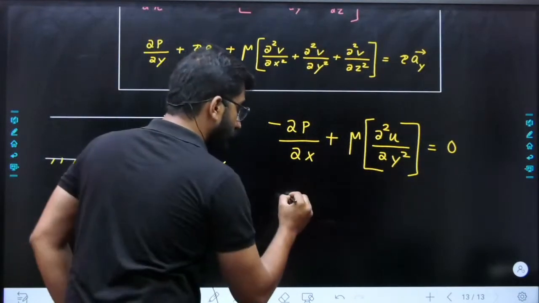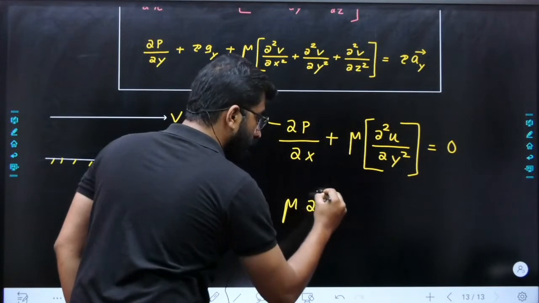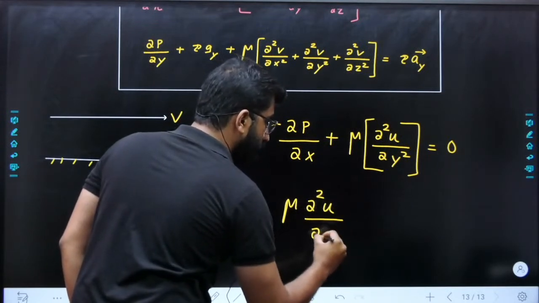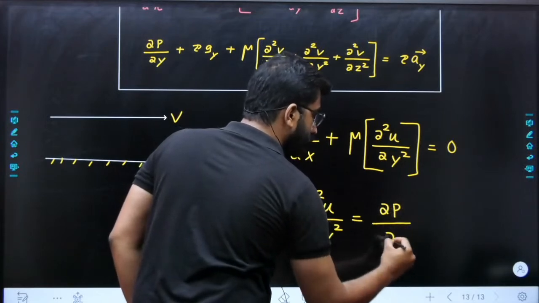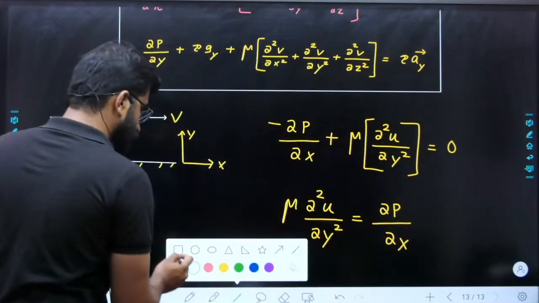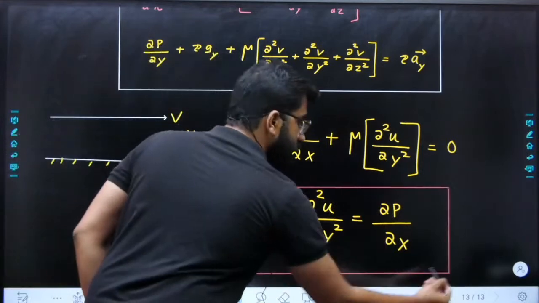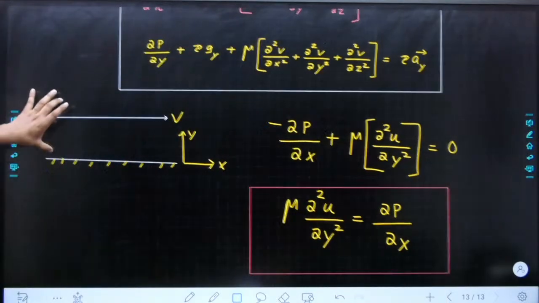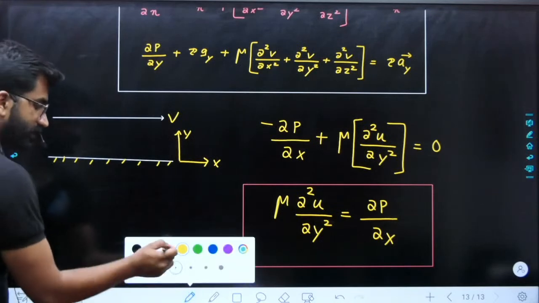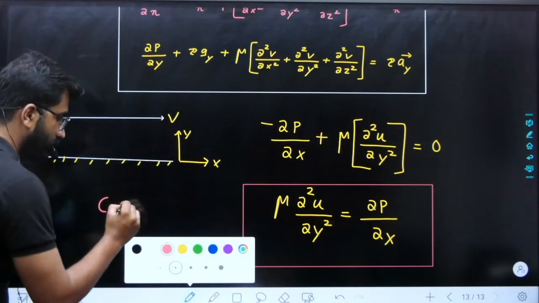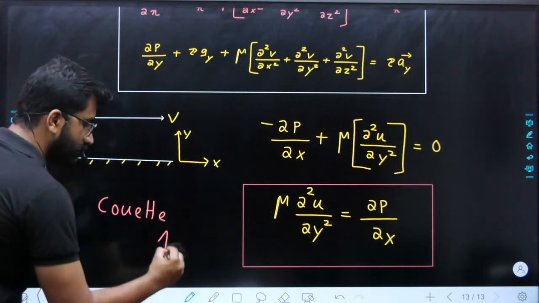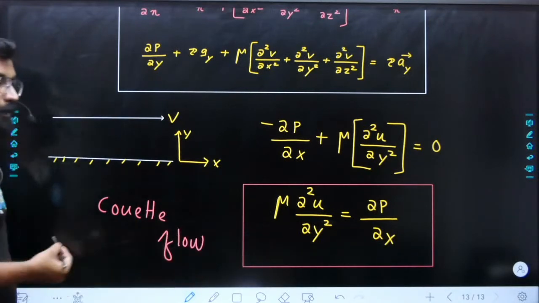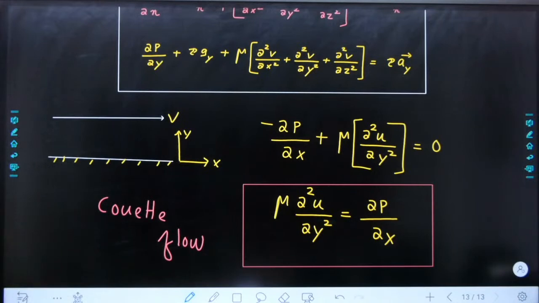Now what is this equation? Mu into dou square u by dou y square is equal to dou p by dou x. This is the governing equation in this Couette flow. So this is the governing equation for what type of flow? It is known as Couette flow, that is when one plate is moving and another plate is stationary, in case of laminar flow.